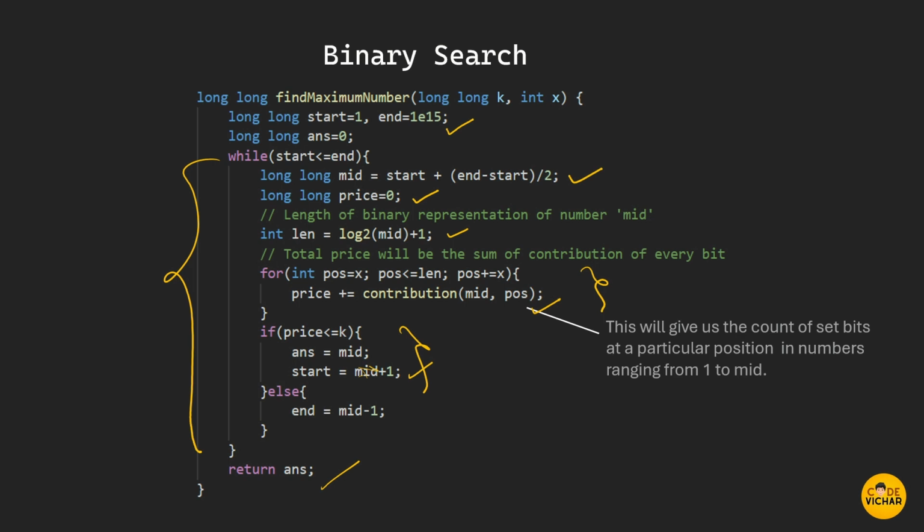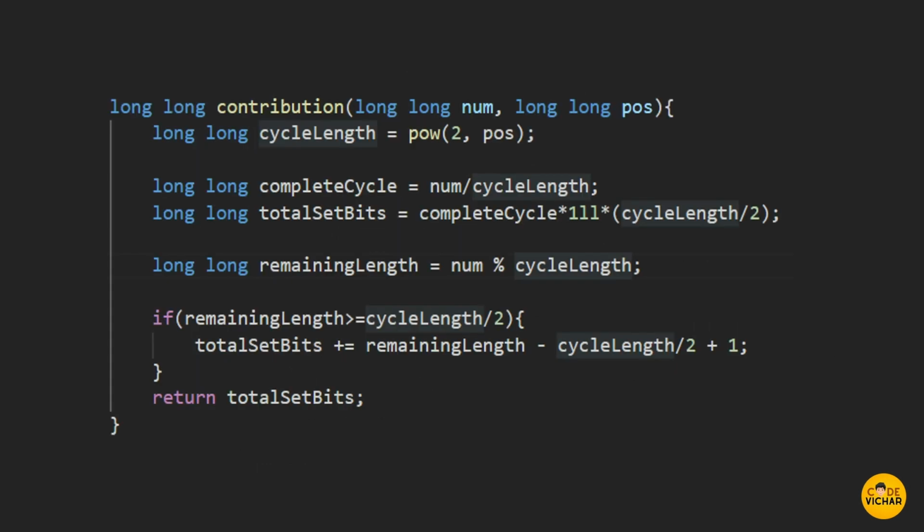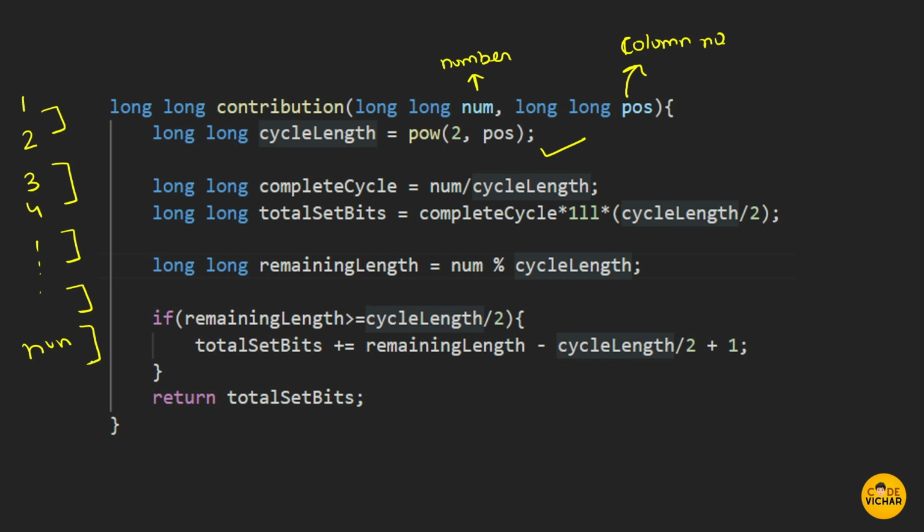Let us now look at how this contribution function will work. In this function, the second parameter is position, which represents the column number, and the first parameter is the number itself, up to which we have to find the price. Now, we have calculated the cycle length first using the formula. Then we calculate the complete cycles that exist up to num. There can be num 1, 2, 3, 4, and so on up to num, and multiple cycles can exist, but we are interested in the complete cycles up to num, which can be calculated by num divided by cycle length.